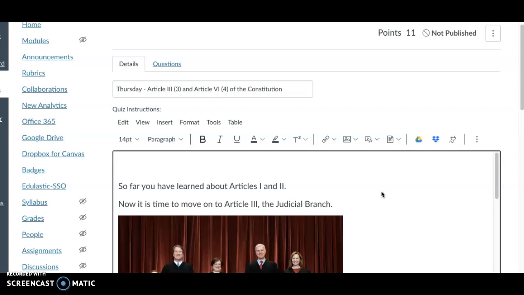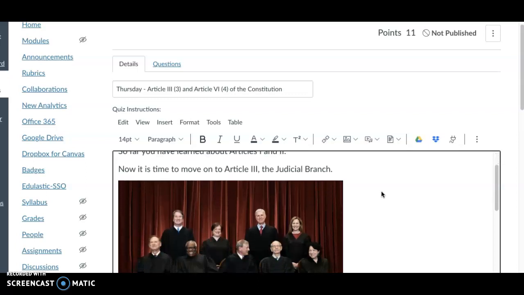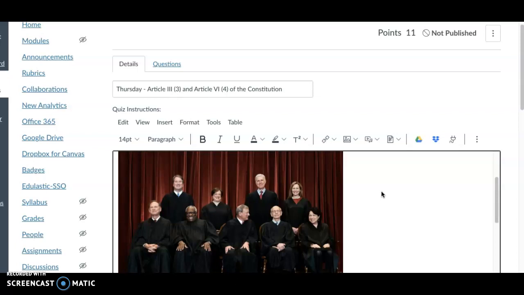So far, you've learned about Articles 1 and 2. Article 1 talks about the legislative branch. Article 2 focused on the executive branch or the president. Now we're moving to Article 3, and that's the judicial branch. And you can see an image there of the Supreme Court. And the judicial branch focuses on the Supreme Court and the duties of the judicial branch.